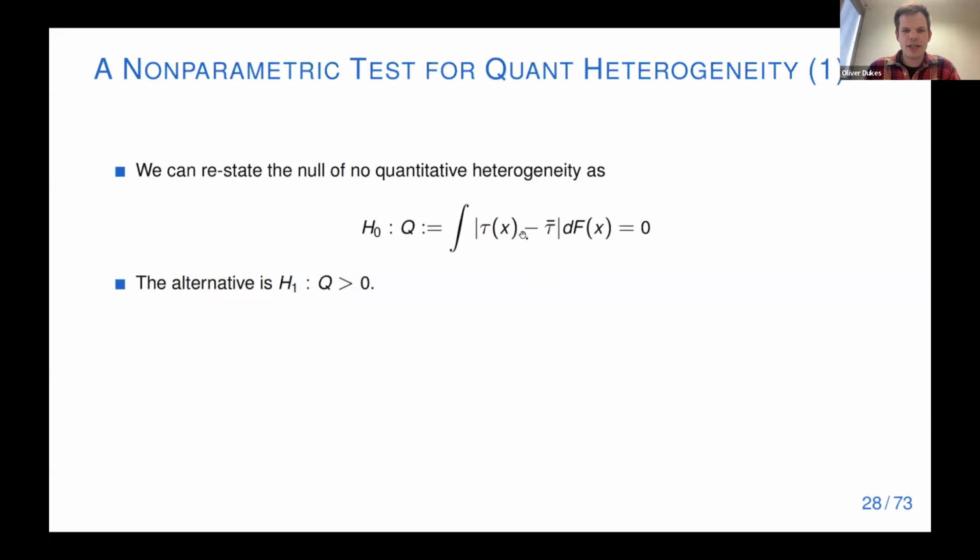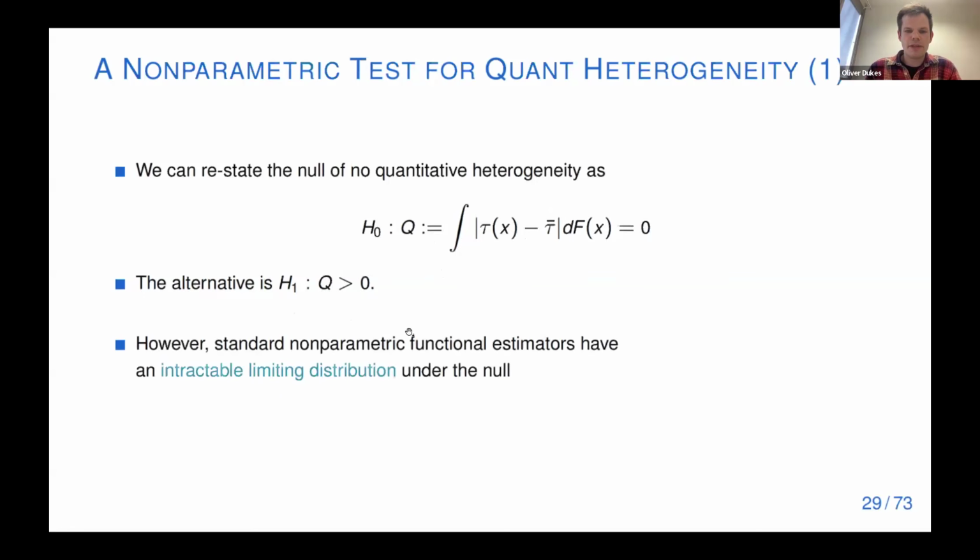Of course, when there's no heterogeneity, the expression is going to equal zero, and larger values indicate more and more heterogeneity. So, of course, we have an absolute value in the integral. So we know that Q is going to be non-negative. In fact, Q is zero under the null hypothesis, as can be straightforwardly verified. And when there is heterogeneity, then Q will be greater than zero.